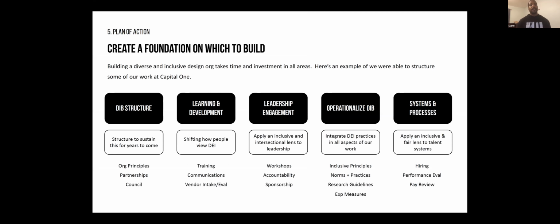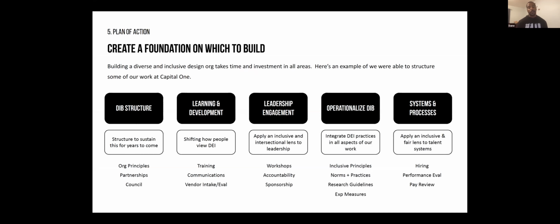And then come with a plan of action. It is going to take time and investment in a lot of areas. So this is an example of how we were able to structure some of our work at Capital One, where we started with creating a structure for diversity, inclusion, and belonging, a way of sustaining this for years to come. So in this effort, we were looking at what our organizational principles are, what partnerships we can start making, and even establishing a council that is focused on diversity, inclusion, and belonging.